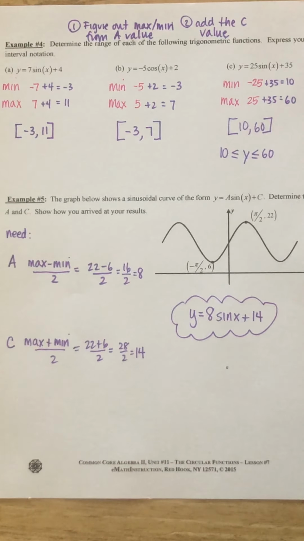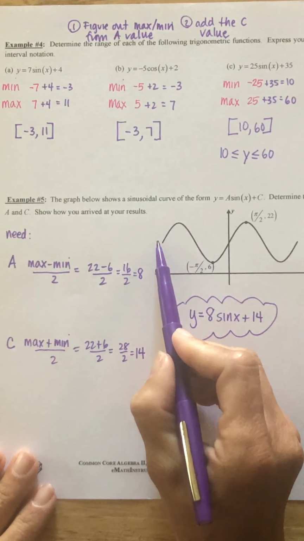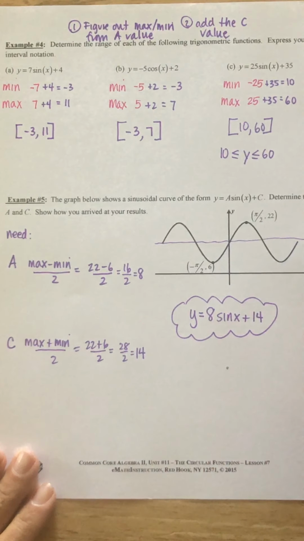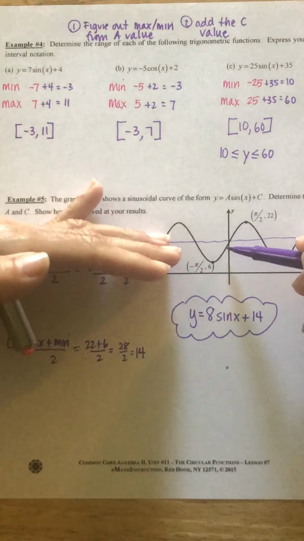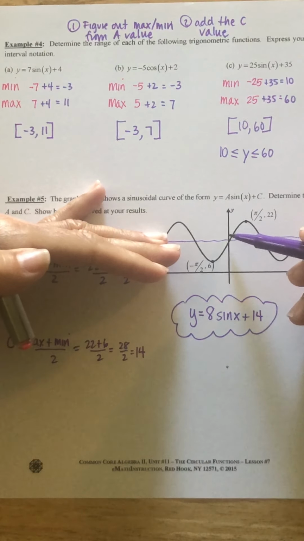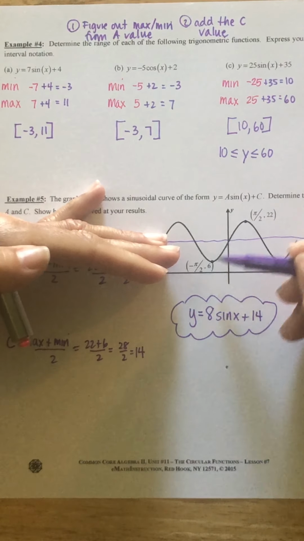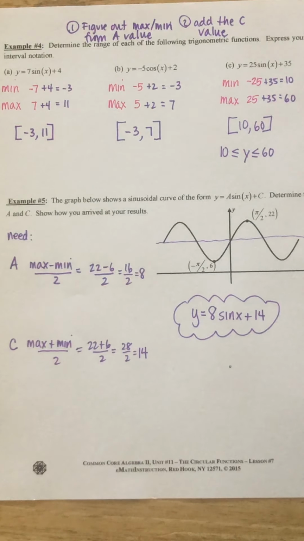Pretty cool, right? So this midline right here, that's going to be y equals 14. And if you think about it, you would go up 8, right? 14 plus 8 is 22. 14 minus 8 is 6. So it should all fall in place. So again, no calculator needed here. Just use your brains. All right, so that's the scoop.